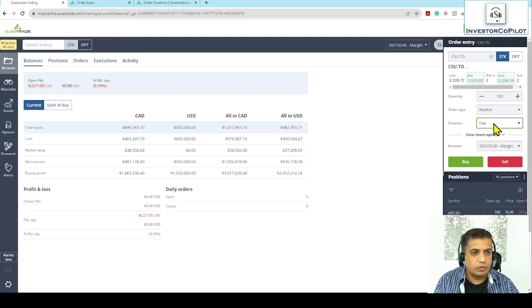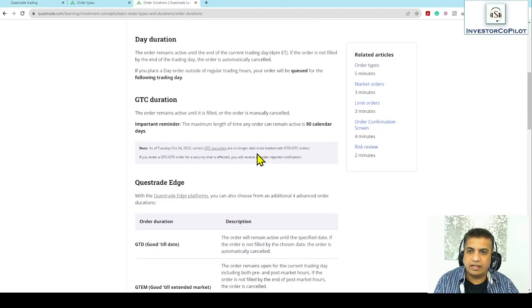So that is the day duration type on orders. Okay, so this is the most common one that is selected. Then you have GTC, which is basically good till cancelled, and the order remains active until it is filled or the order is manually cancelled. The maximum length of time for any order that can remain active is 90 calendar days. So a good till cancelled order basically becomes a standing order, and it carries forward day to day, and it can remain active for 90 days or until you cancel it. Okay, so that is the GTC order.